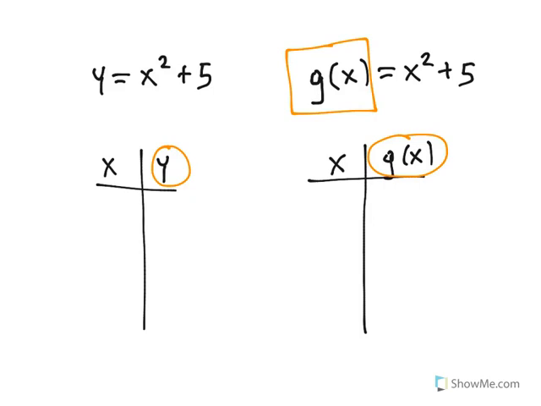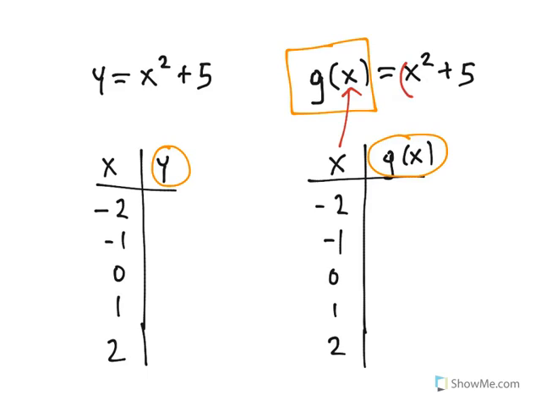And you can choose different values for the input. And then to find the output, you would just take the input. In function notation, the input is x. You'd replace x with whatever your input is and do the rule. So in this function g, the rule is to take an input, square it, and add 5. Follow the order of operations.